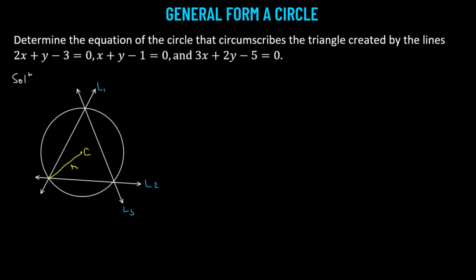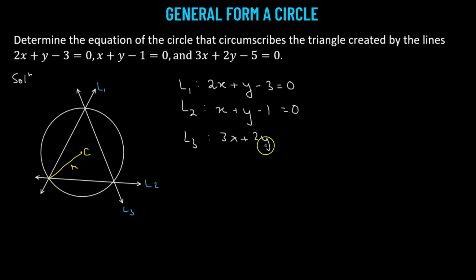The lines have the equations. Let's say line 1 is given by the equation 2x plus y minus 3 equals 0. Line 2 has the equation x plus y minus 1 equals 0. Line 3 has the equation 3x plus 2y minus 5 equals 0.